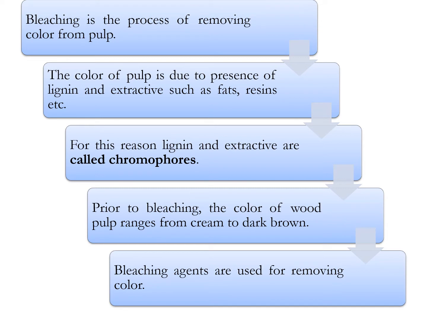Prior to bleaching, the color of the pulp is from cream to dark brown. Bleaching removes the color or alters the color to get a pulp with higher whiteness or brightness.